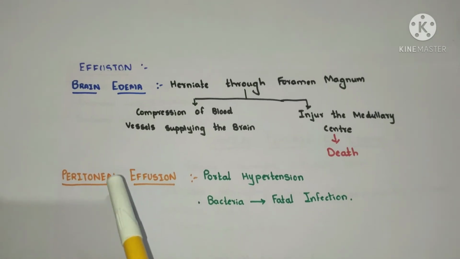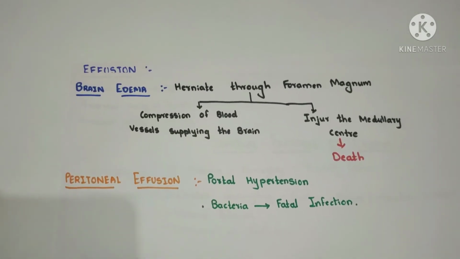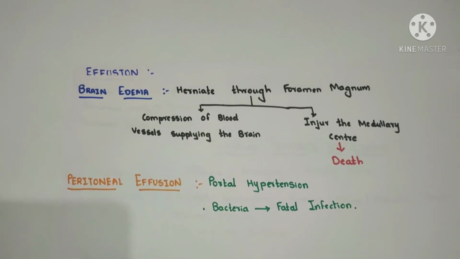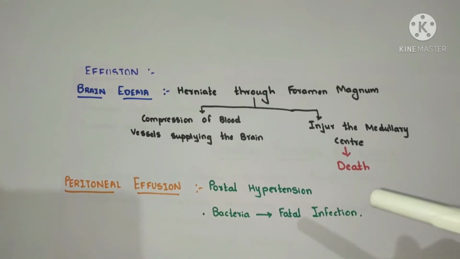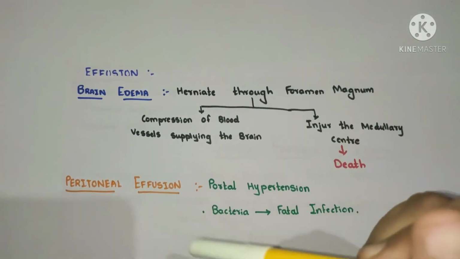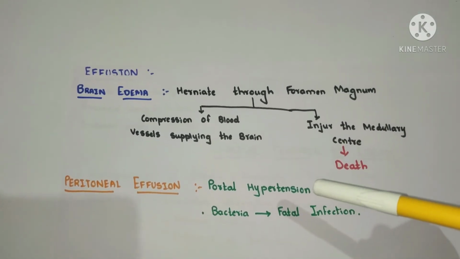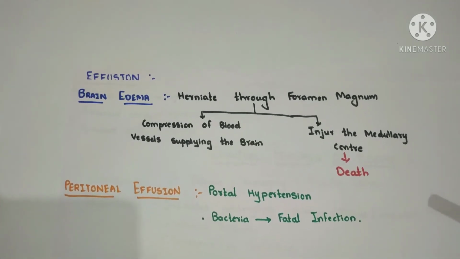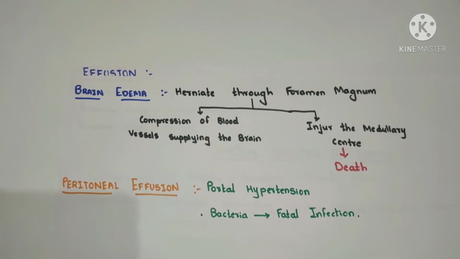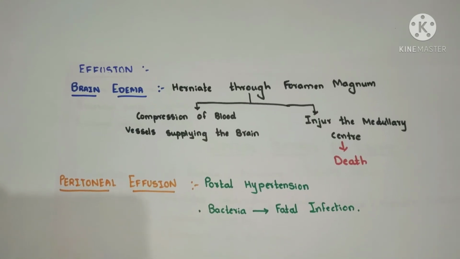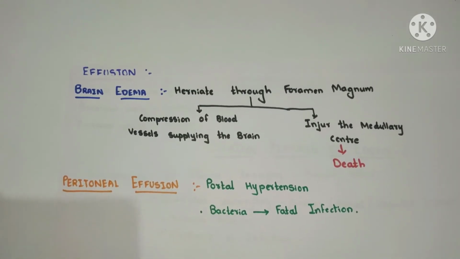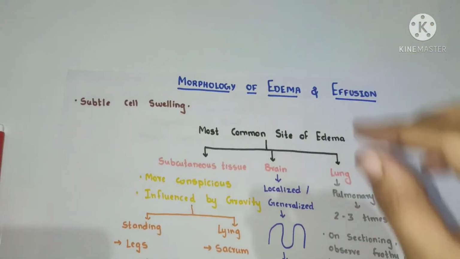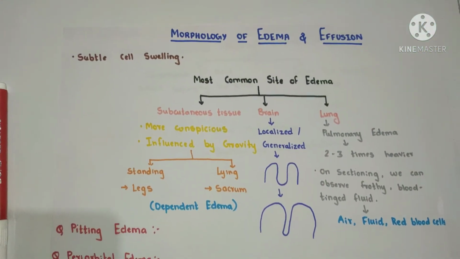Now, what are the consequences of peritoneal effusion? It occurs due to portal hypertension, which is related to the liver. So, there will be edema in the peritoneal cavity, which will be an invitation to bacterial infection, which can slowly lead to a very dangerous and fatal infection. So friends, this was all about the morphology and clinical features of edema and effusion.